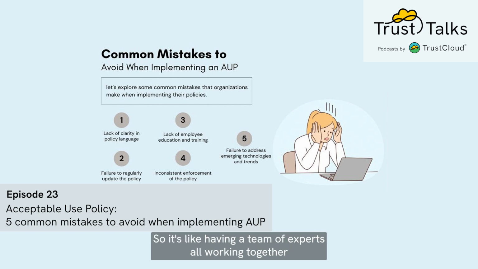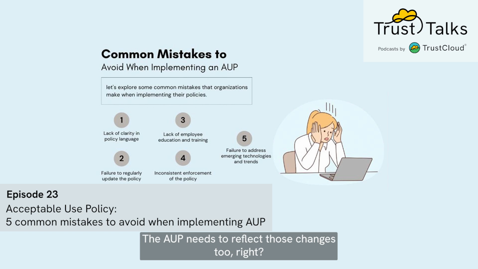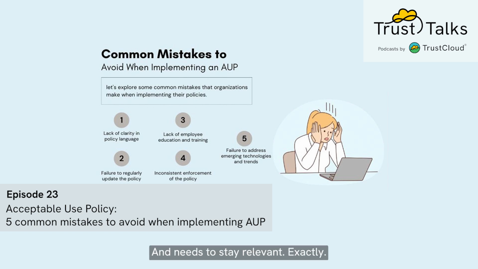So it's like having a team of experts all working together to make sure the policy is the best it can be. Exactly. And remember, it's not just technology that changes. Company culture changes, values change. The AUP needs to reflect those changes too. Right. It needs to stay relevant.